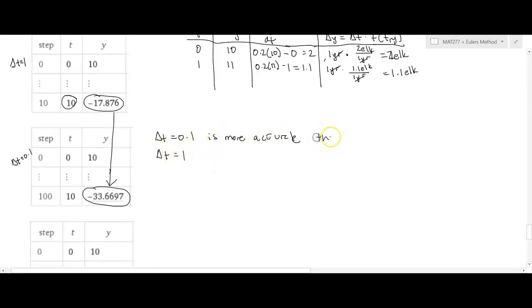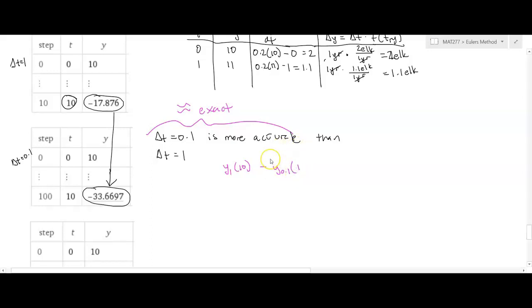I don't know how accurate it is, but I know it's more accurate than delta t equals 1, right? So instead of coming up with an exact value, which we don't have, we're going to treat this as approximately exact, because it's more exact than the delta t equals 1. So what I'm going to do is my y estimate for a delta t of 1. That's my estimated value at time 10. Minus my y value for a delta t of 0.1. I'm just going to use this subscript here at time 10.